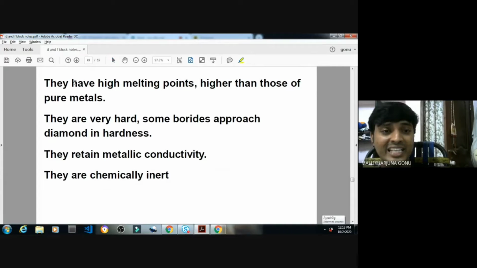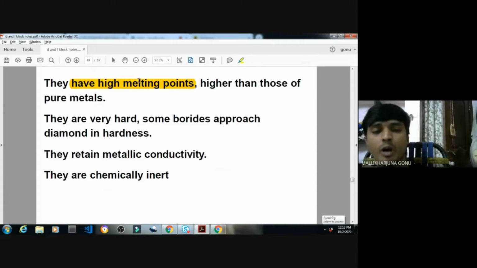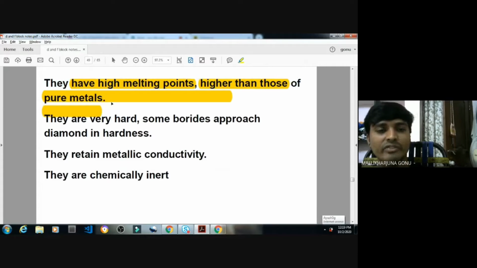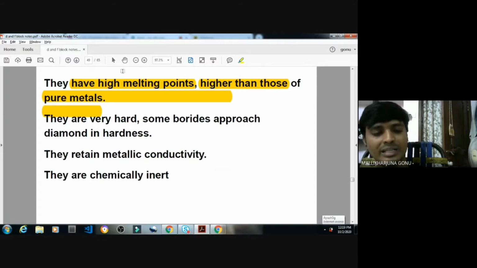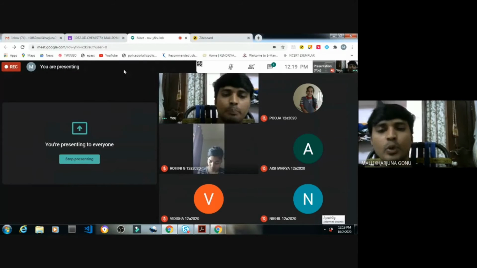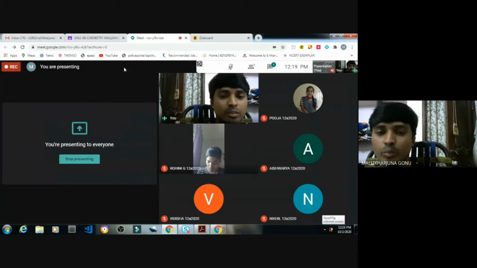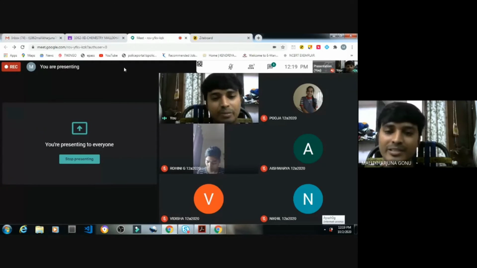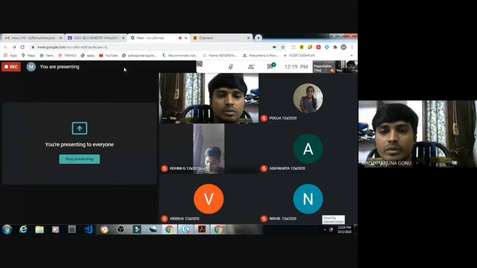These are industrially very useful compounds. They have high melting points. If you take iron and carbon as an interstitial compound, iron and carbon will have higher melting points than those of pure metals. That's what they are saying. That is the reason if you go to the gold shops, whatever 24 karat gold you get is basically not a pure one. To make it more stabilized, they will add some other elements like carbon.